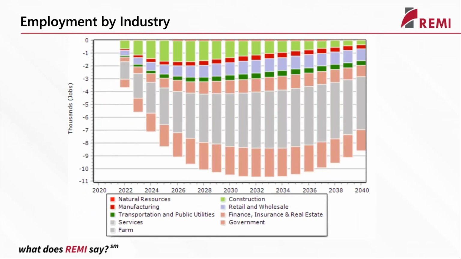Now, if we take that same job loss and take a look at it by industry, we learn some additional interesting things. So you can see there's some distribution for job losses in the state. For example, construction and retail and wholesale take a hit. What's interesting is that the services industry, that gray bar in the middle, takes by far the largest hit in employment.